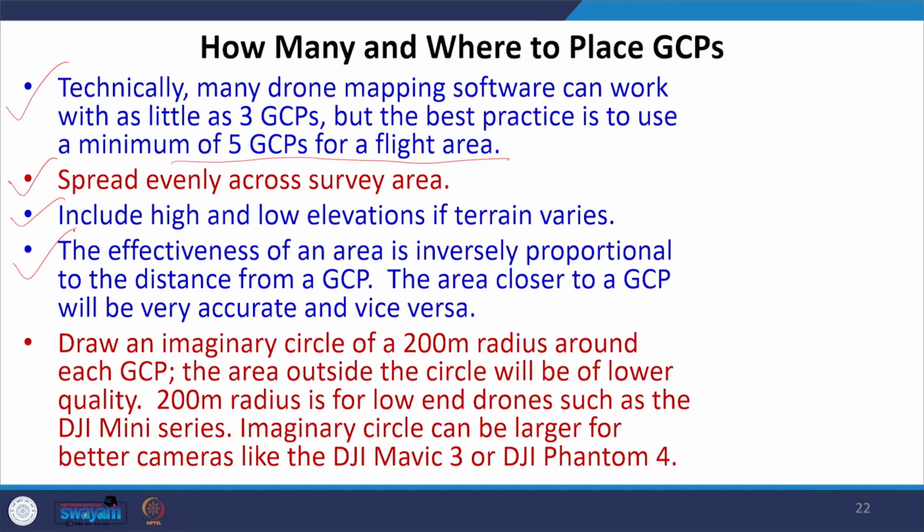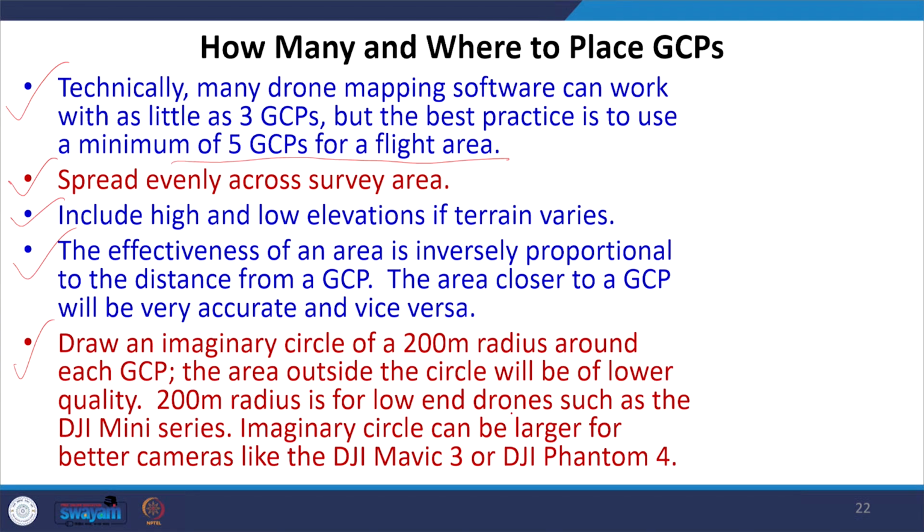You have to draw an imaginary circle of 200-meter radius around the GCP, that is what the literature says, and the areas outside that circle will have lower accuracy. The area within the 200-meter radius will have very high accuracy.